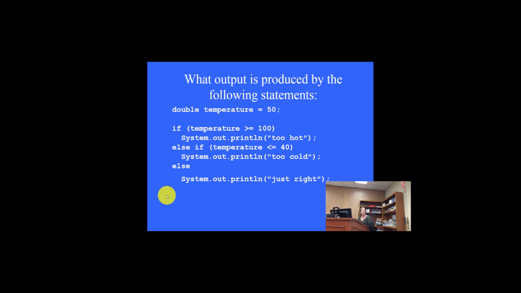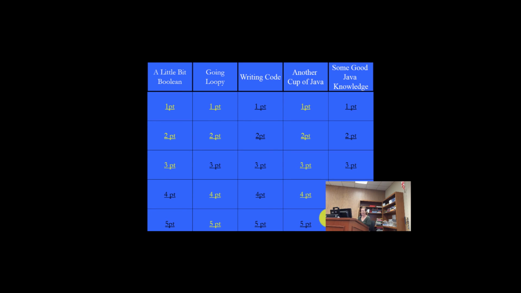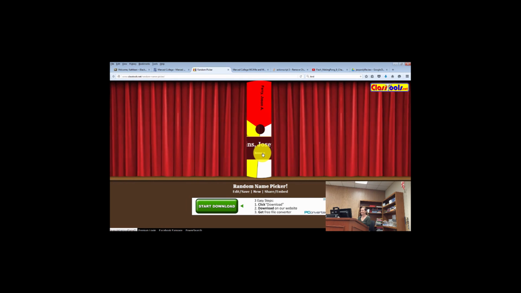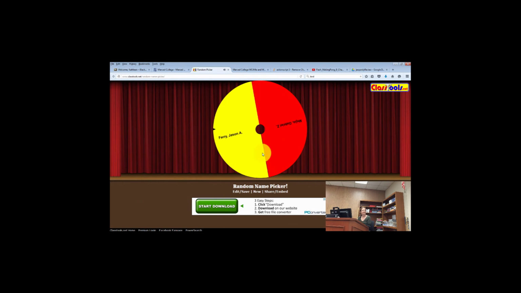All right, so we got some branching statements. What output is produced by the following statements? Remember, in these you just plug in your number, right? So what do you think? Yes, it would print just right. Wait, how many points was this one? 4. Okay, it's just right. All right, what if I didn't write it in the middle?